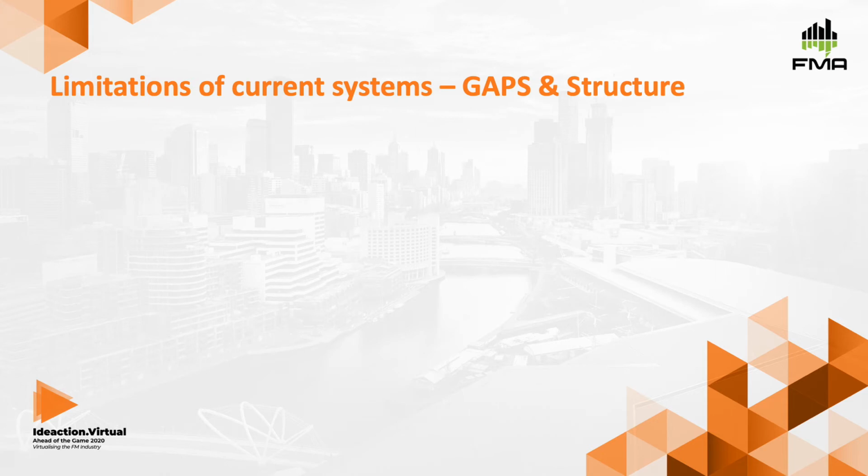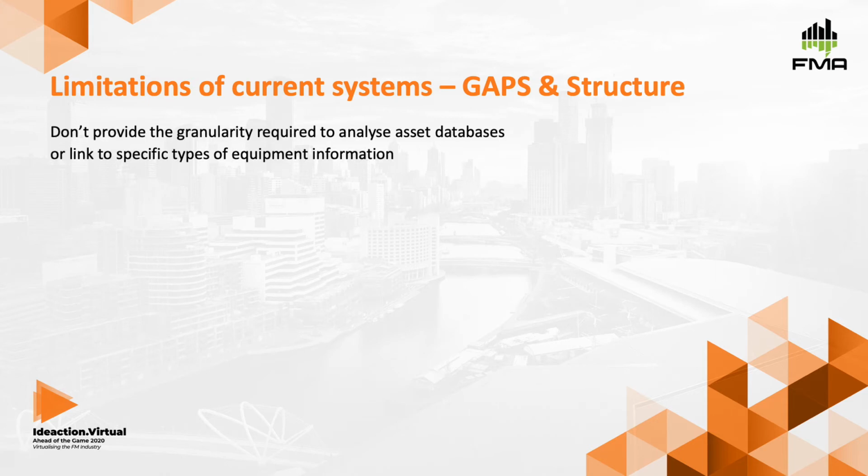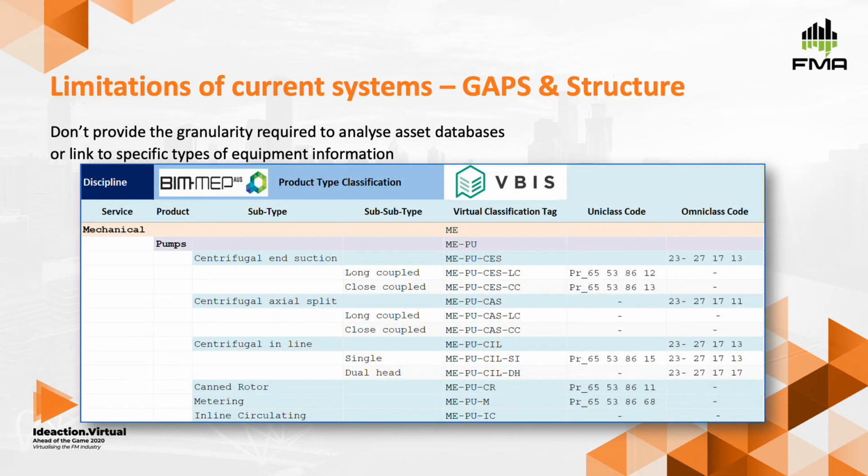The frequently asked question is why not follow standards such as Uniclass? The answer is that whilst the systems are suitable for construction, they do not provide the granularity required to analyse asset databases or link to specific types of equipment information. They present issues with both gaps in categorisation and shallow structure. Presented here is an example using pumps. VBIS uses 4 levels of categorisation to derive a tag.